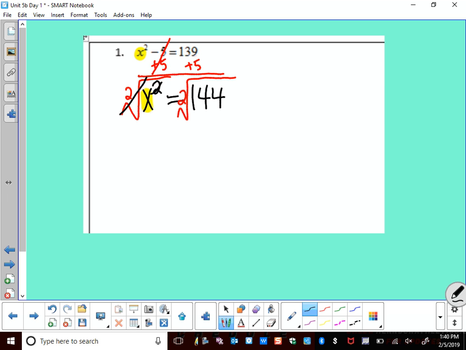So I'm left with x equals, what do I write first for even radical? Plus or minus. Plus or minus 4. And then what's the square root of 144? It's 12. Good.